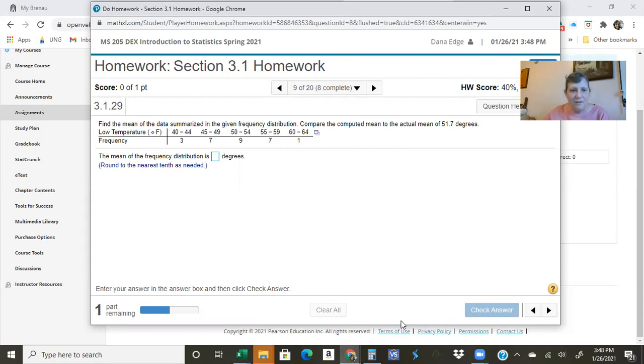Let's look at one more video for this section, and that's how to get StatCrunch to show us what the estimated mean for a frequency distribution is. Now, we can't get the exact because we don't have the data. So let's take a look at this. Here we have a frequency distribution.